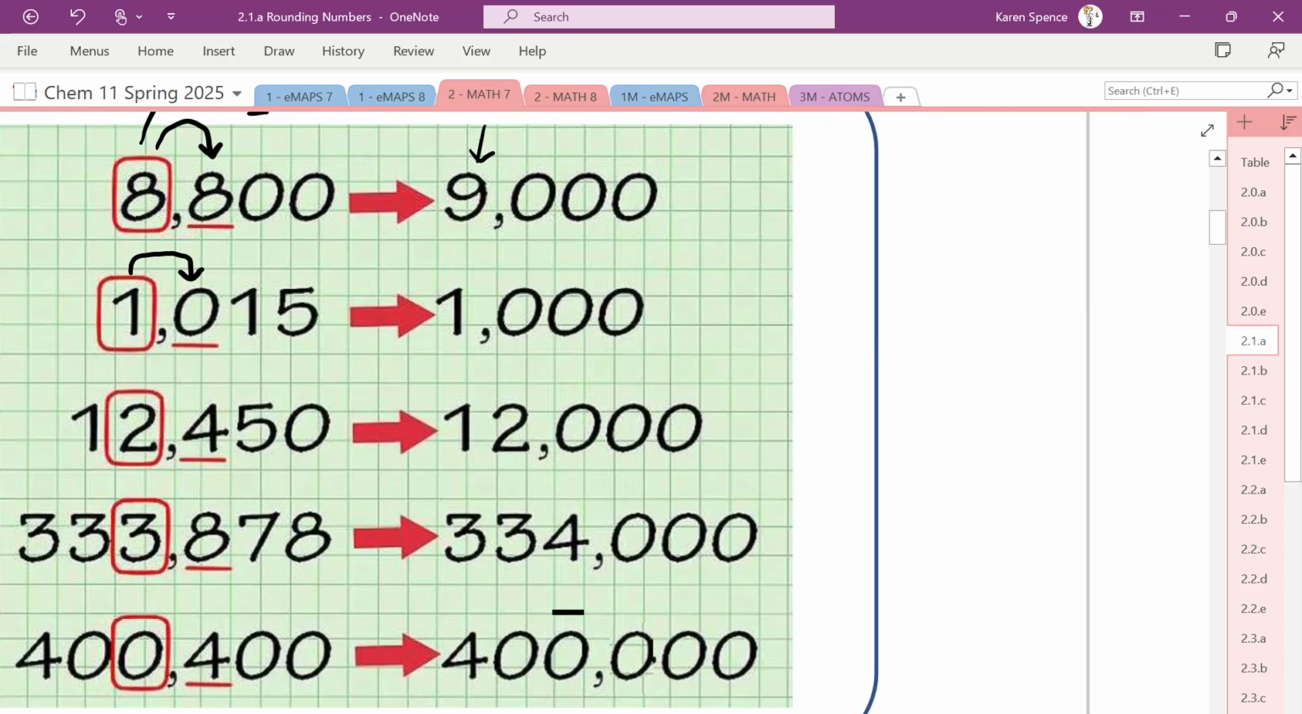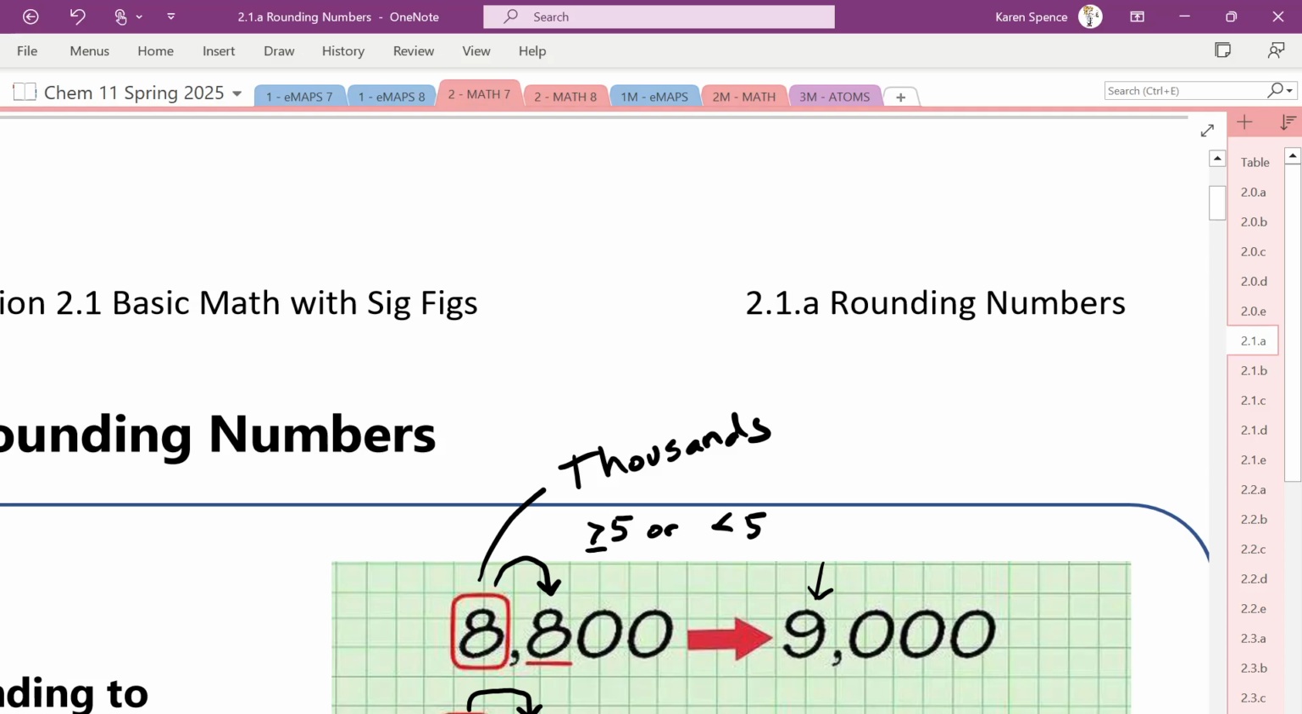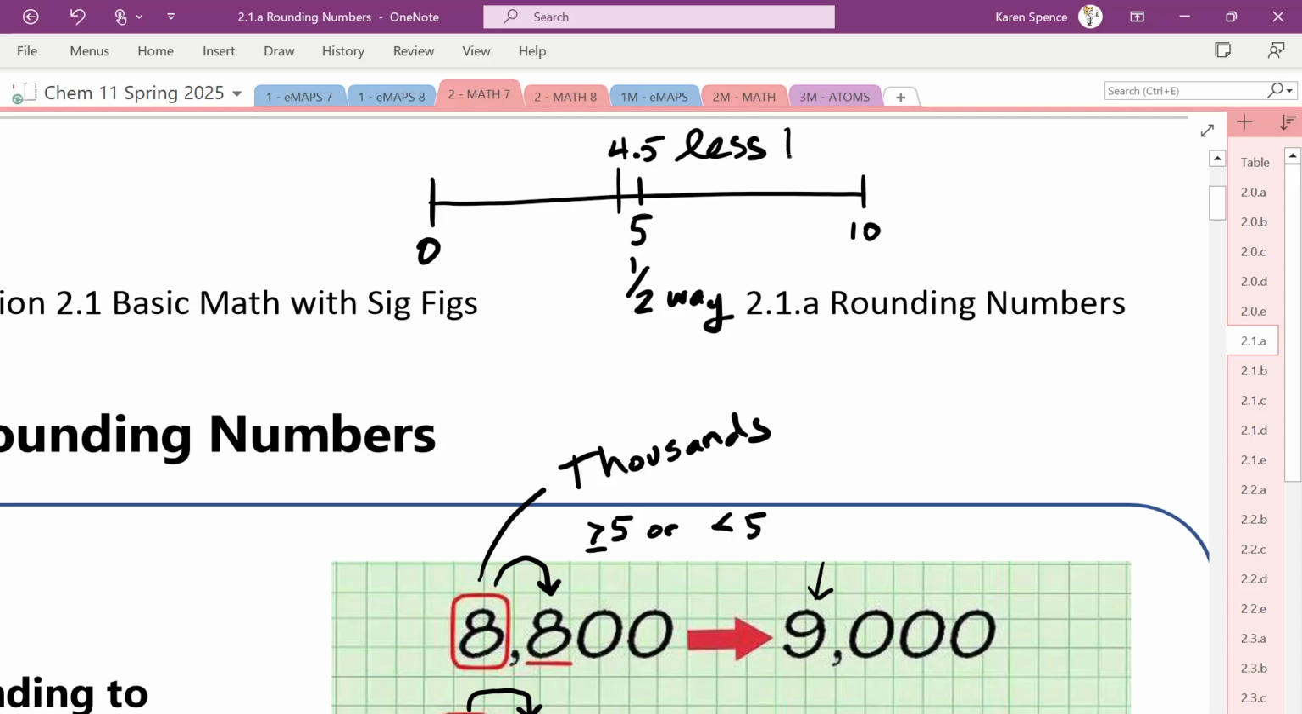So let's imagine that we have a number line, okay? Let's do a number line. And I've got 5 in the middle, yes? And I've got 10 up here, and I've got 0 down here. This is halfway, yes? Where is 4.5? 4.5 is less than halfway. So you're going to have to round down.